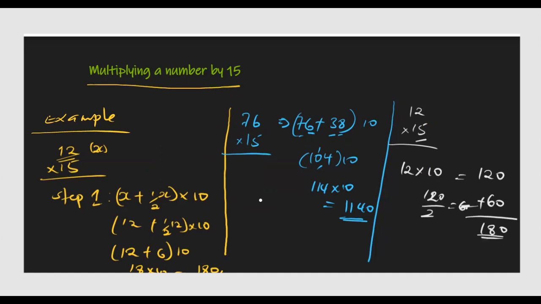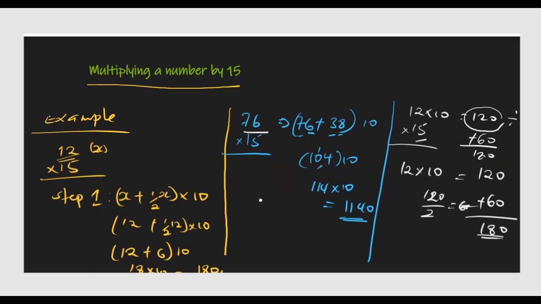You multiply this one by 10 straight, so that you get 120. And then what you have here is what you play with. You divide this one by 2 to give you 60, and that 60 you add to get your 180, the same answer that we got here.